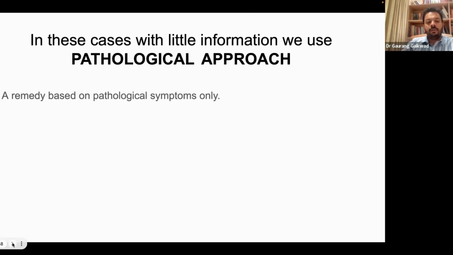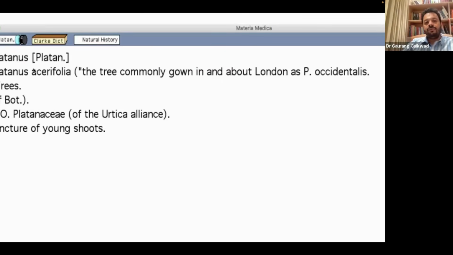And when I started studying about this, I found a very interesting remedy in Boericke and Clarke Materia Medica and Repertory. And the name of the remedy is Platanus. Okay. I'm going to read it for you. It's called Platanus acerifolia. Okay. This is not platina. This is Platanus. It's a plant remedy. Okay. It belongs to the Platanaceae family.